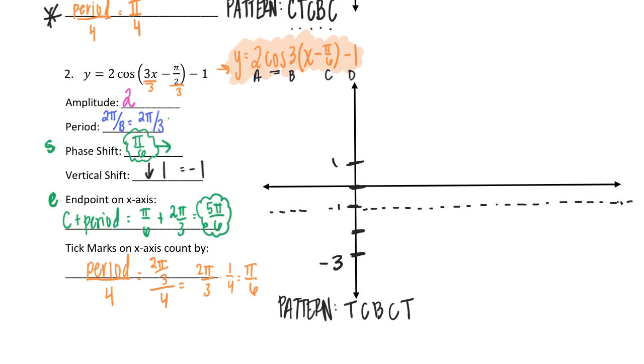Now let's deal with our x-axis. We have pi over 6 to start, and we're ending over here at 5 pi over 6. We need 3 more tick marks in between, so add those in. And then you go back to what you're counting by. That's that last thing that we found down here. We're counting each tick mark by pi over 6.